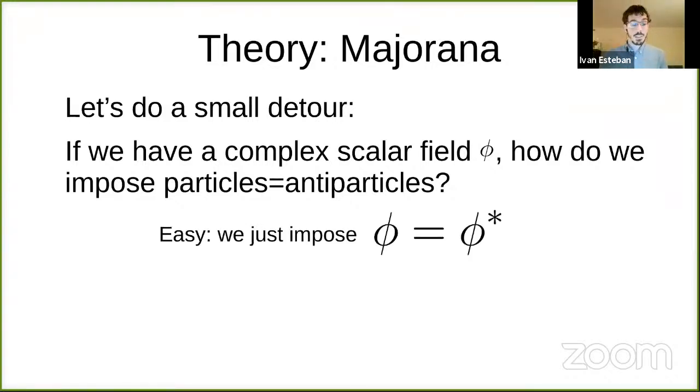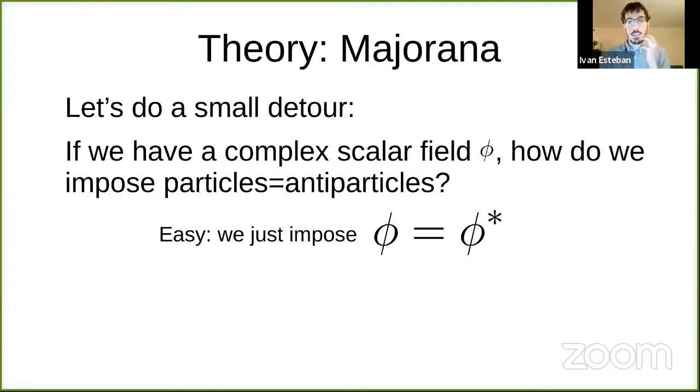We just impose that the scalar field is real. So a complex scalar field describes particles and antiparticles. A real scalar field just describes one sort of particle. And for scalar fields, it seems very simple. We just impose that the field is its own complex conjugate.